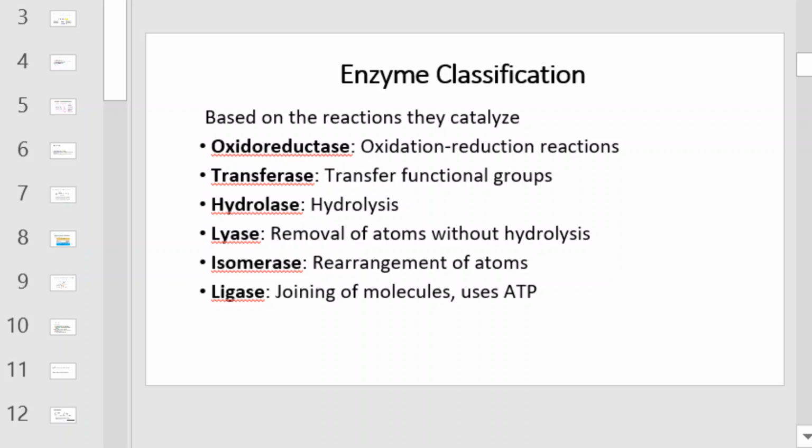Enzymes are classified based on the reactions they catalyze. Here's a list of a few examples. Oxidoreductase is an oxidation reduction reaction enzyme. Transferase moves functional groups around from molecule to molecule or within the same molecule. Hydrolase is a hydrolysis enzyme, and so on.